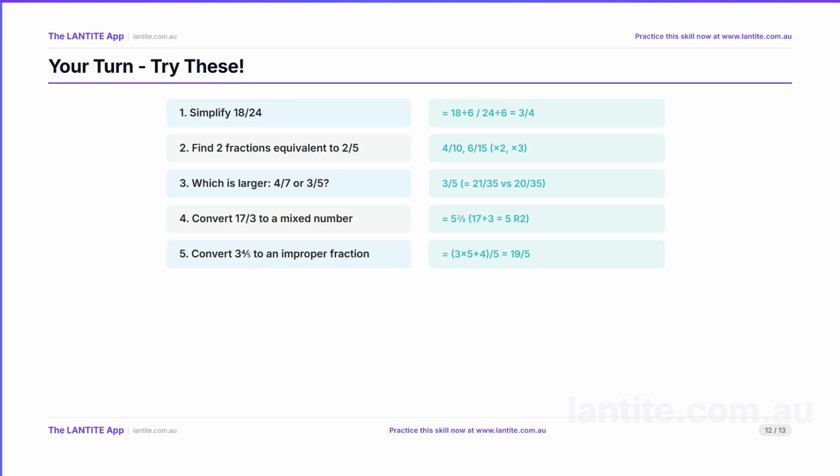Now it's your turn. Pause the video and try these 5 problems. Problem 1. Simplify 18/24. Problem 2. Find 2 fractions equivalent to 2/5. Problem 3. Which is larger, 4/7 or 3/5? Problem 4. Convert 17/3 to a mixed number. And problem 5. Convert 3 4/5 to an improper fraction. The answers are on screen when you're ready to check.